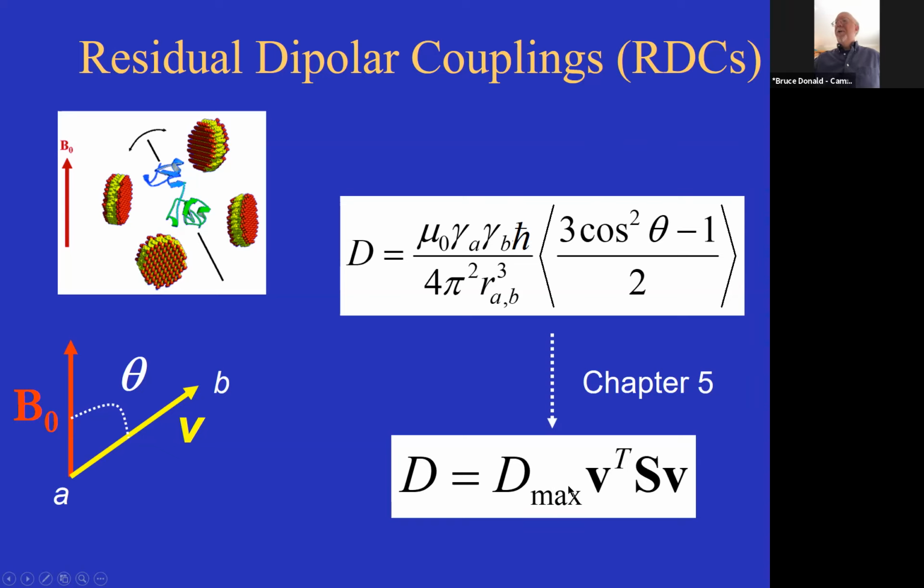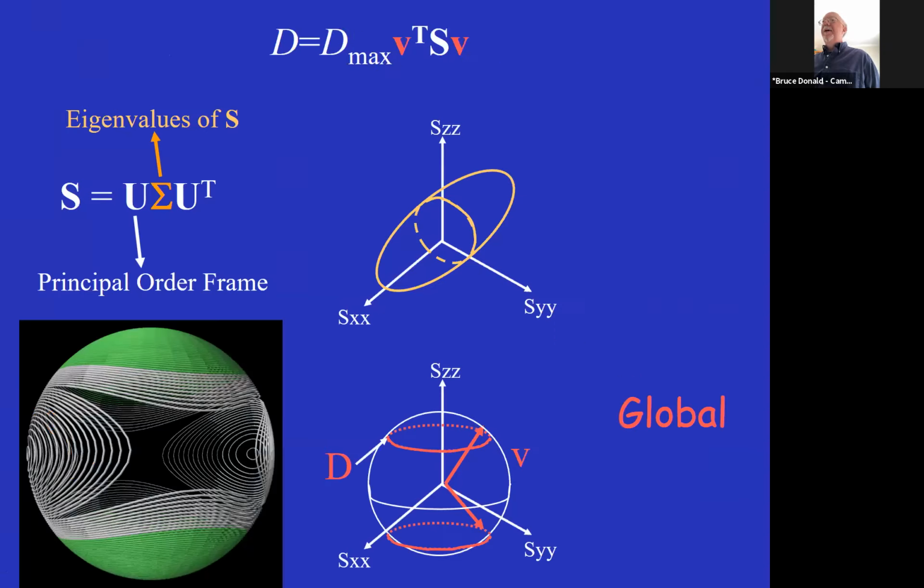The dipolar coupling is equal to a constant times V transpose SV. V is a 3x1 vector corresponding to the XYZ coordinates of a bond vector. S again is a matrix which is 3x3, real valued, traceless, and symmetric, that corresponds to the orientation. And again, you can visualize these in certain ways. By SVD, we can decompose this into a rotation matrix called a principal order frame and a diagonal matrix of eigenvalues saying how it is stretched. So again, we visualize this U as being a kind of rotation, and then the eigenvalues stretching it, just as we did in PCA.